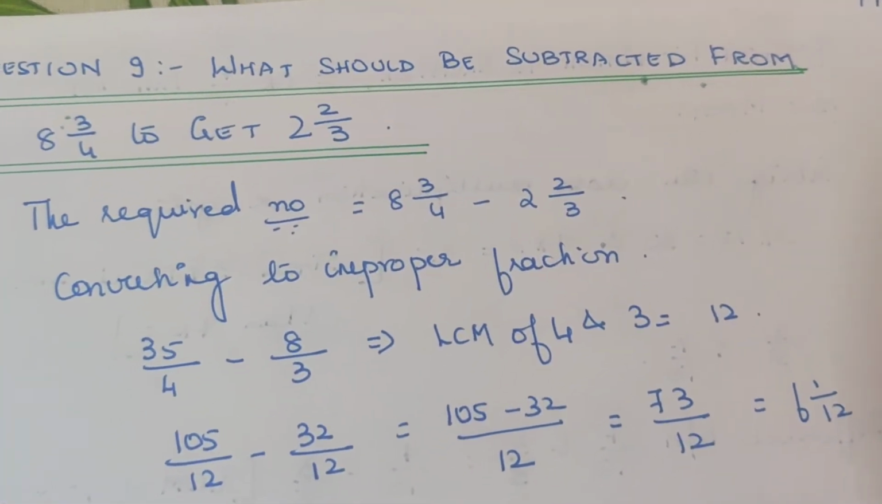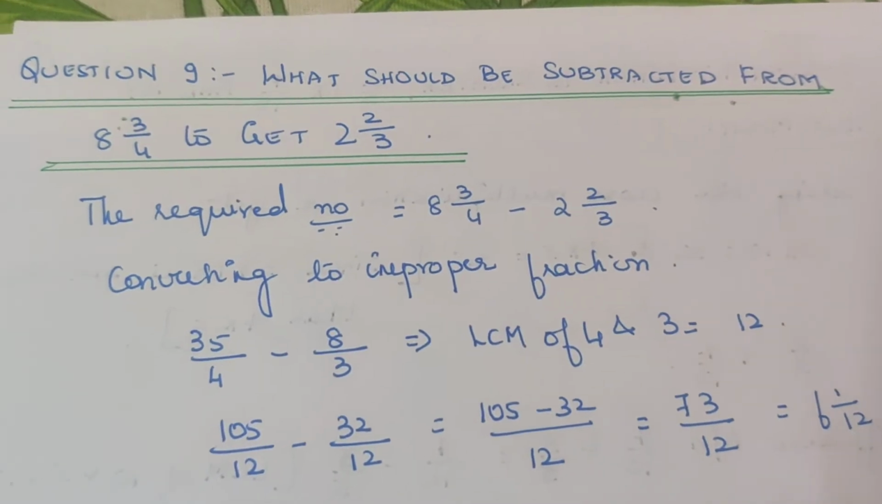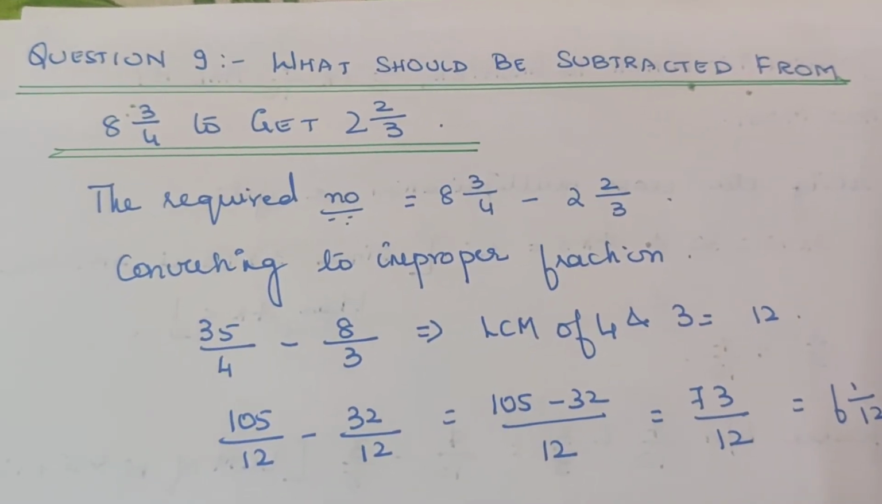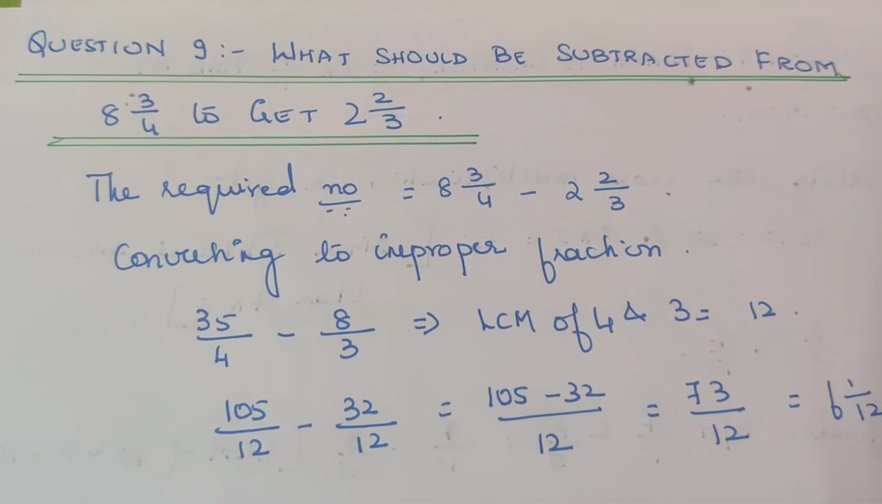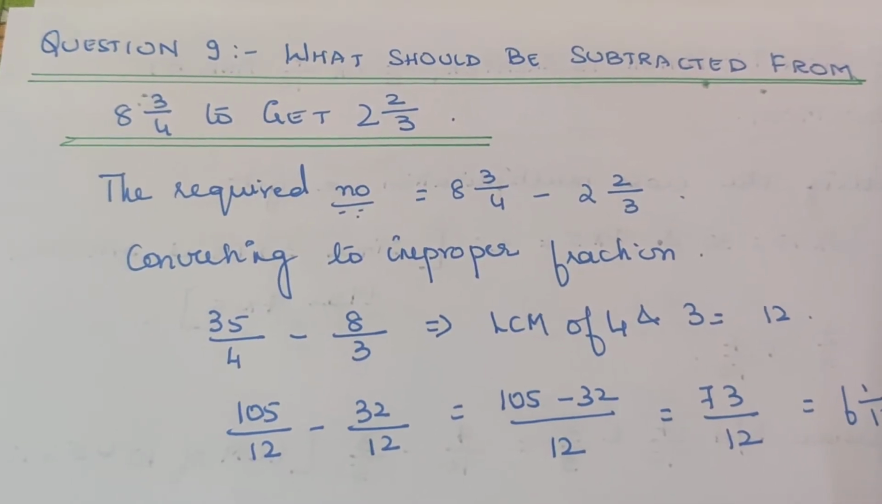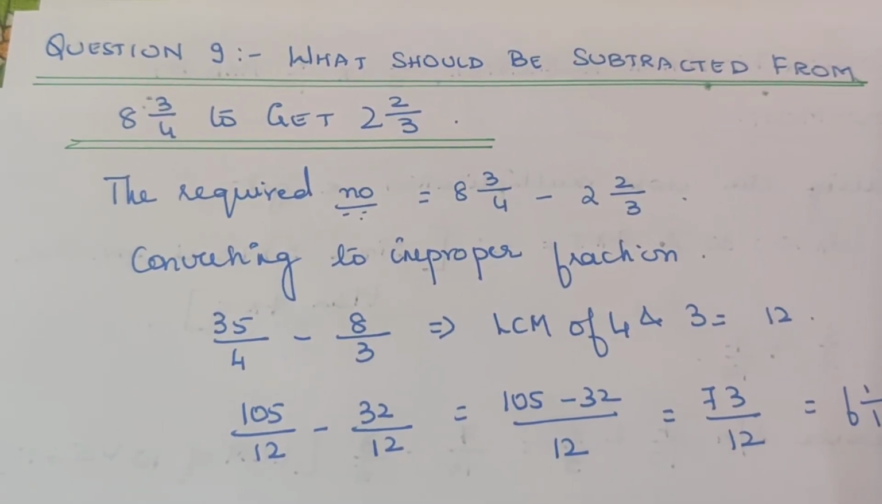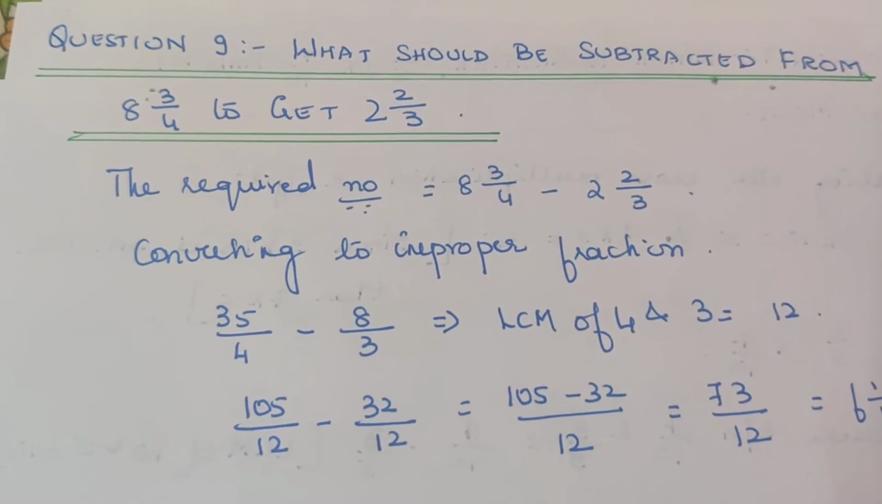Moving on to question number 9. What should be subtracted from 8 3 by 4 to get 2 2 by 3? The required number is 8 3 by 4 minus 2 2 by 3.